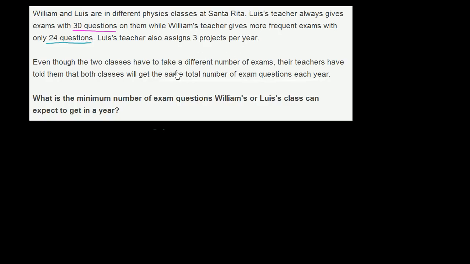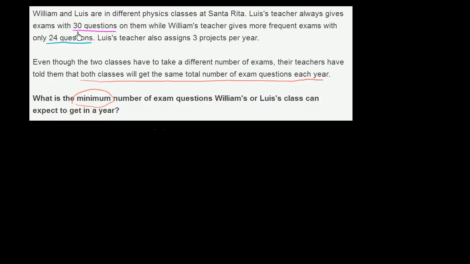Even though the two classes have to take a different number of exams, their teachers have told them that both classes, let me underline, both classes will get the same total number of exam questions each year. What is the minimum number of exam questions William's or Luis's class can expect to get in a given year?